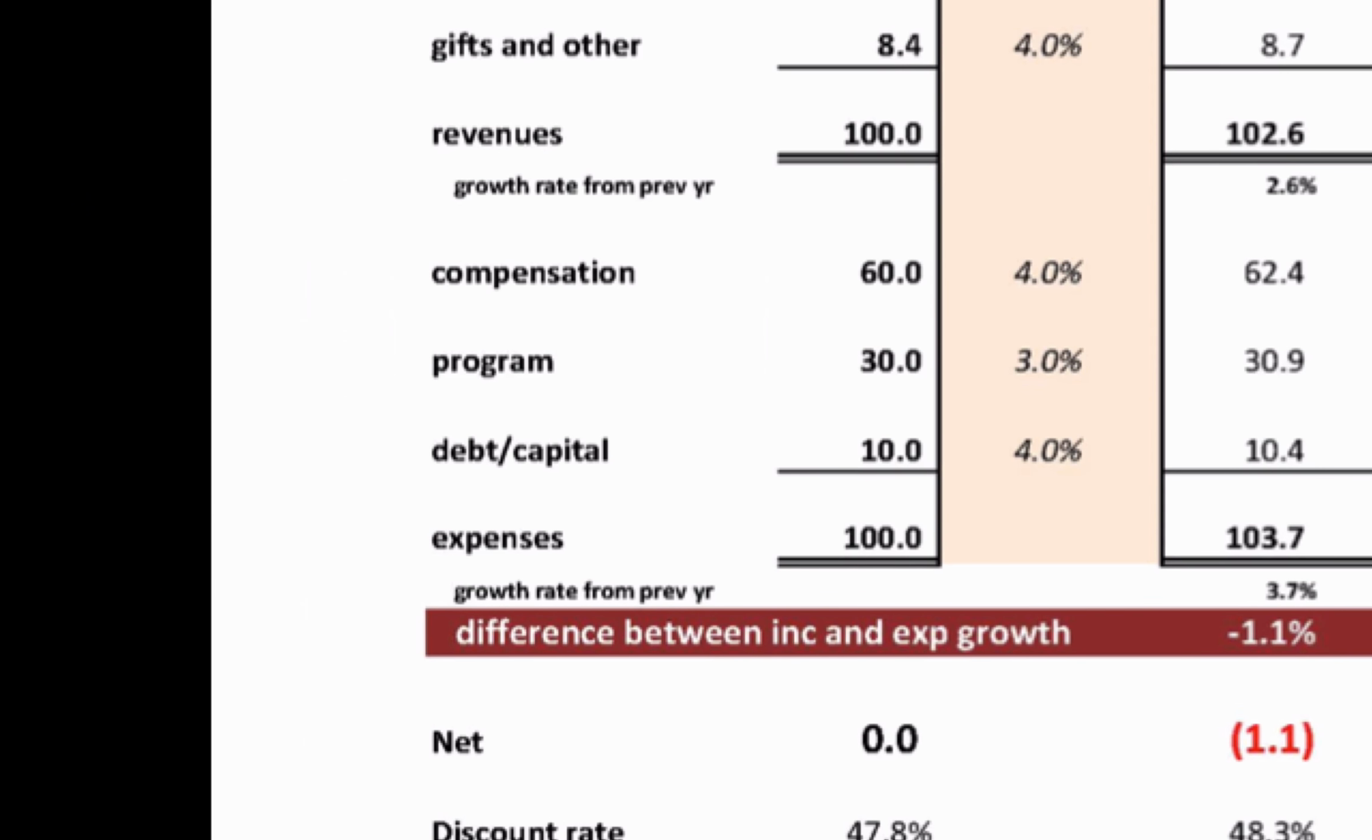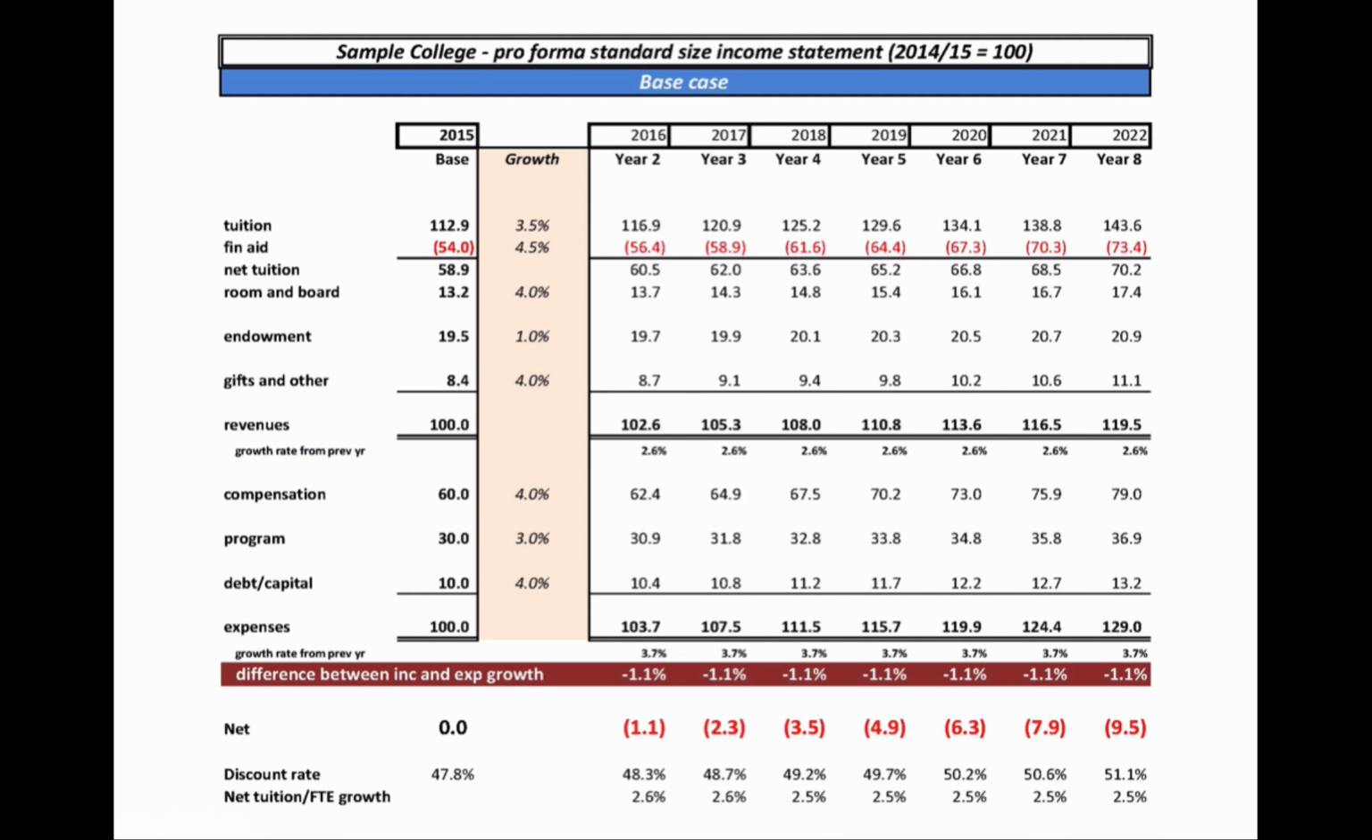On the expense side, we also kept it simple. There are three categories. One is compensation, one is program, which is all the expenses that are not people related. The third one is debt and capital spending. Each of those in the base setup for the model totals 100, and so that's a convenience, but it will help understand the effect of changes in the math going forward.